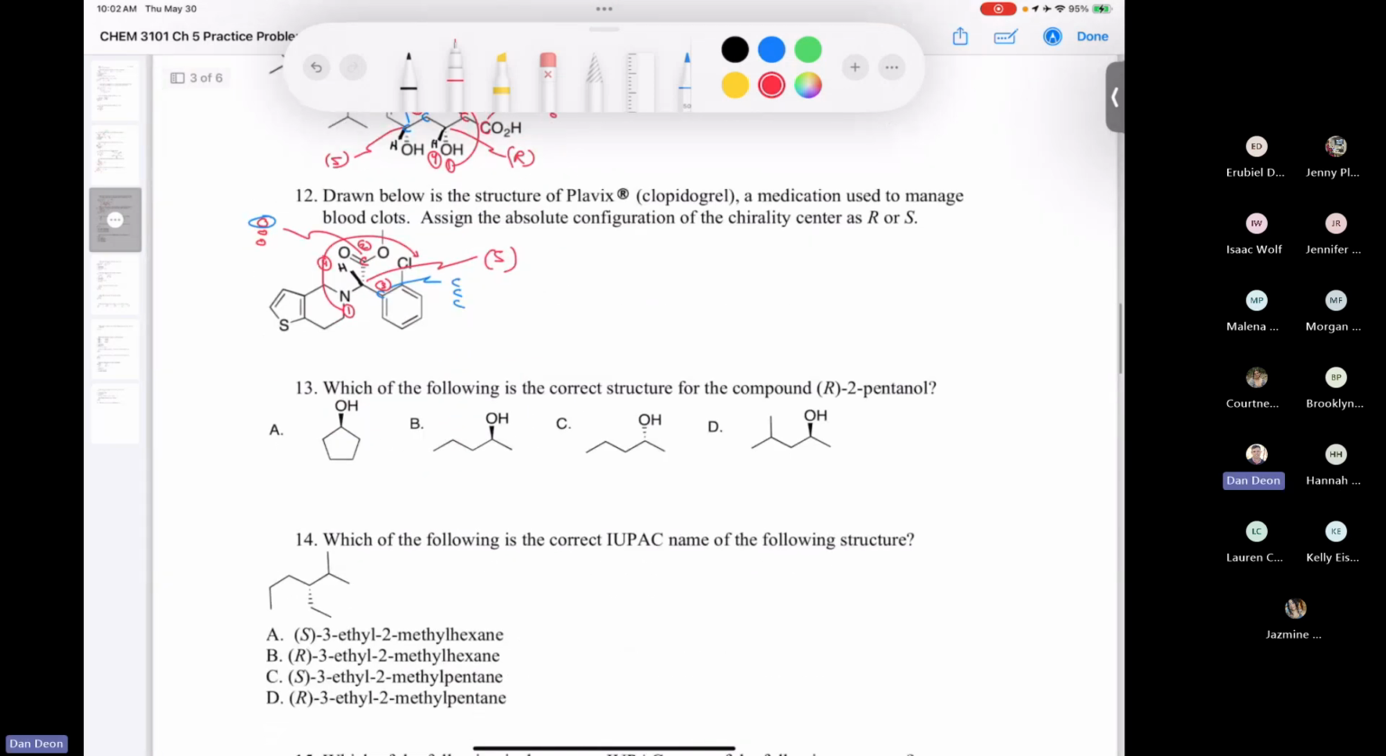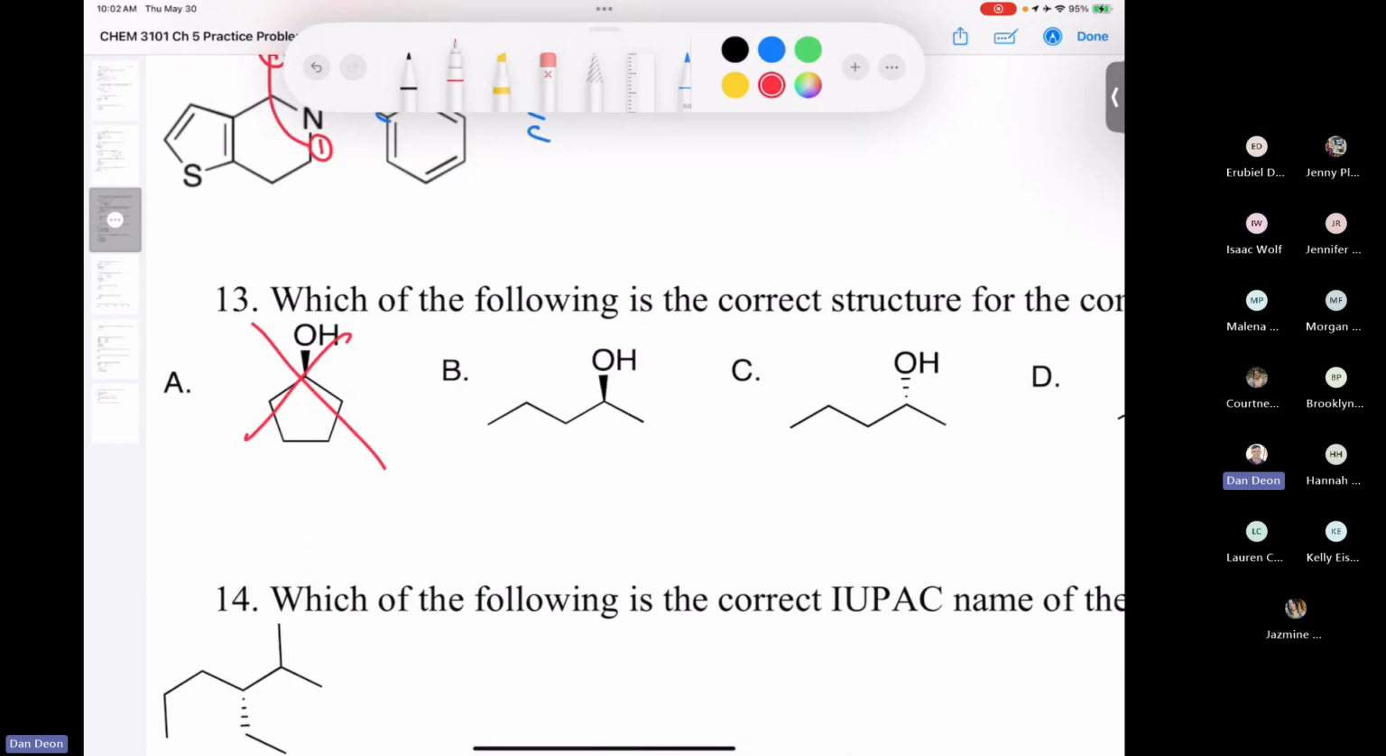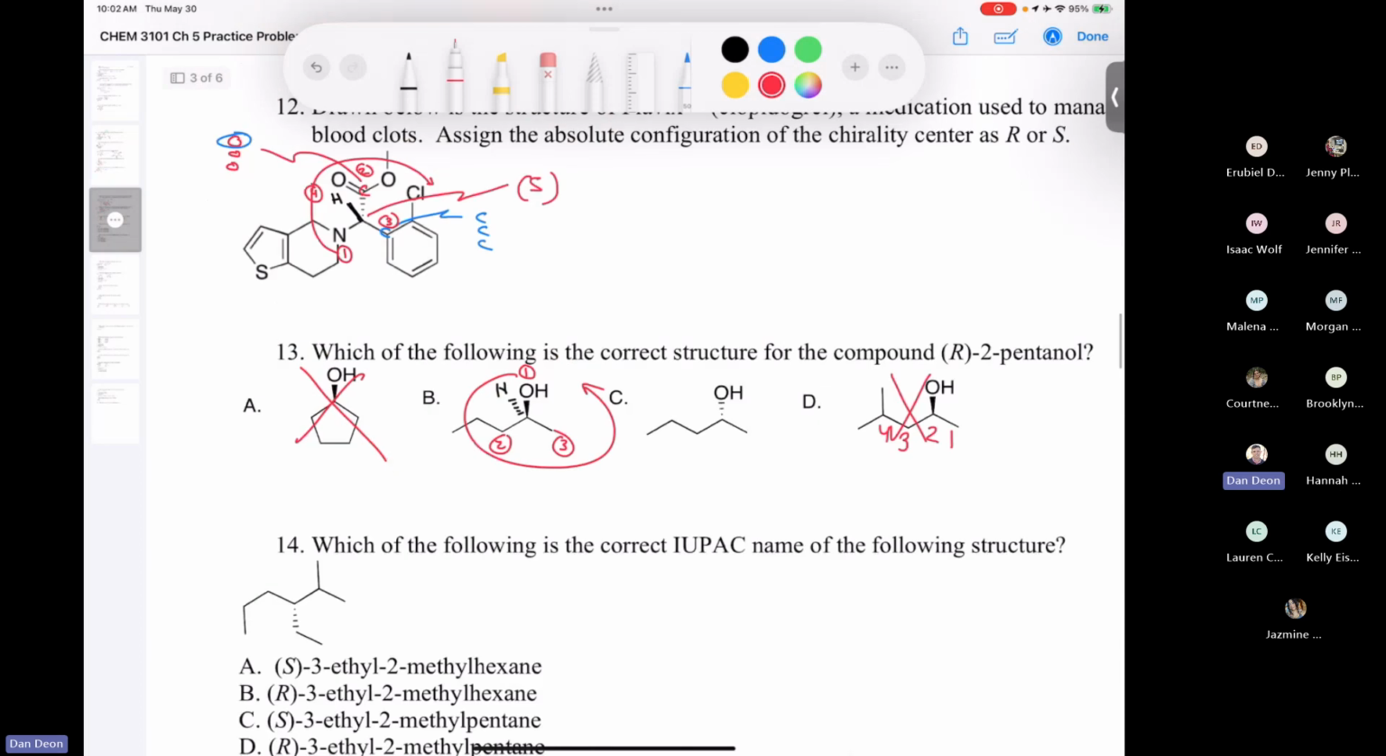Next one is, which compound is R-2-pentanol? Well, it can't be this one because it's a cyclopentanol. And it can't be this one because this would be 4-methyl-2-pentanol. So we'll scratch that one off. So is it B or is it C? Let's just figure out what B is. If we put the proton in the back, we would go from 1 to 2 to 3. So we go like this, and that's going counterclockwise. And so this is an S compound. But if we look at the next one, obviously it's the answer.